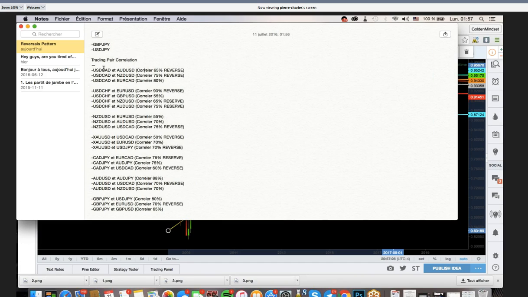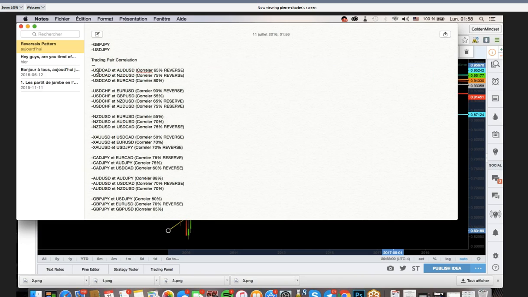So I said, all right, now everything that's in correlation with USD CAD, I'm going to be trading it, because it's one more confirmation. For example, I see a buy setup on USD CAD. I will be looking at AUD USD to see if I can see a bearish pattern, because they are reverse, meaning that when one goes up, the other goes down. So if I do, it's one more confirmation.